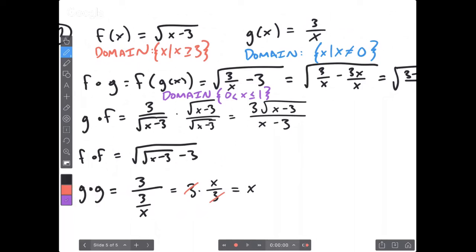Then my domain on g composed with f. I know I'm plugging things into f first, so I need to have values greater than or equal to 3, at least. And I also can't have 3 because 3 minus 3 would be 0. So I'll say values of x such that x is greater than 3, but not equal to it. Because if I plugged in 3, 3 minus 3 is 0, can't divide by 0.